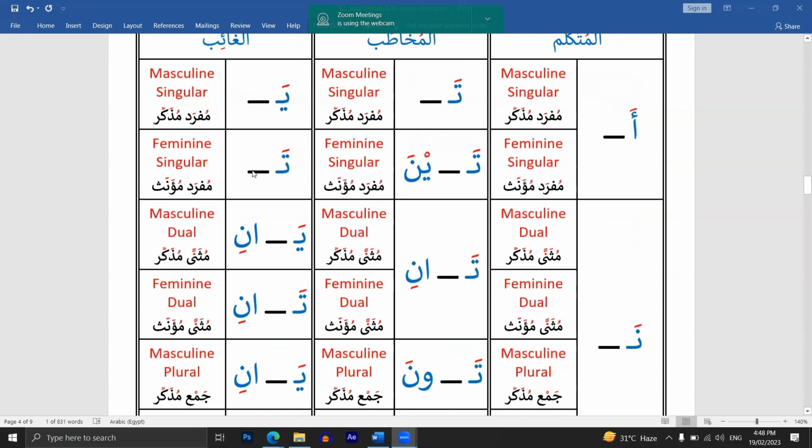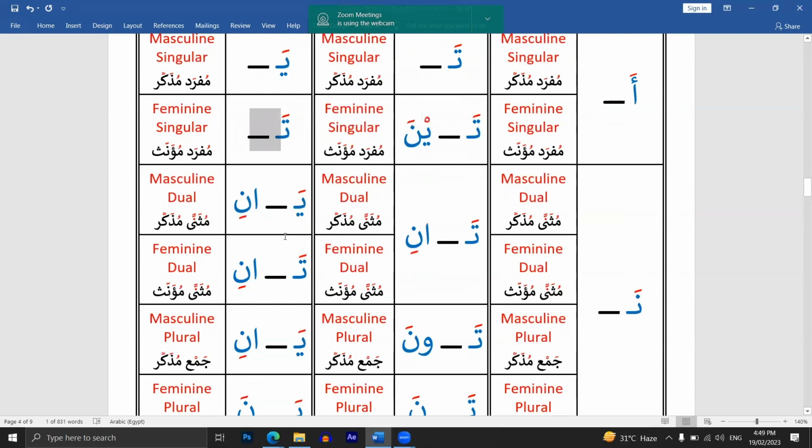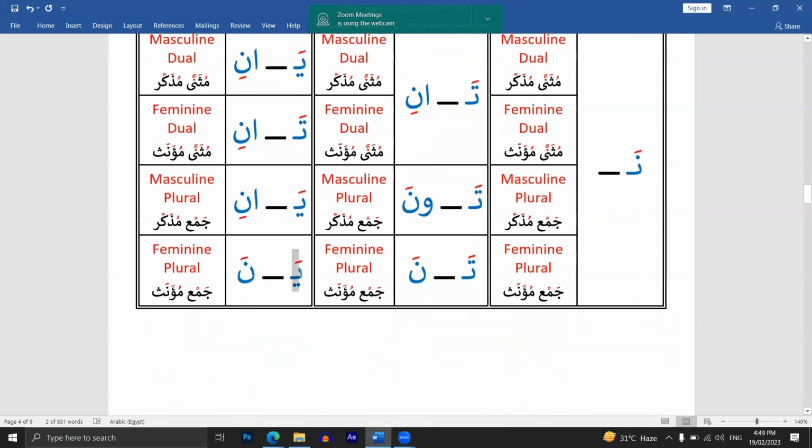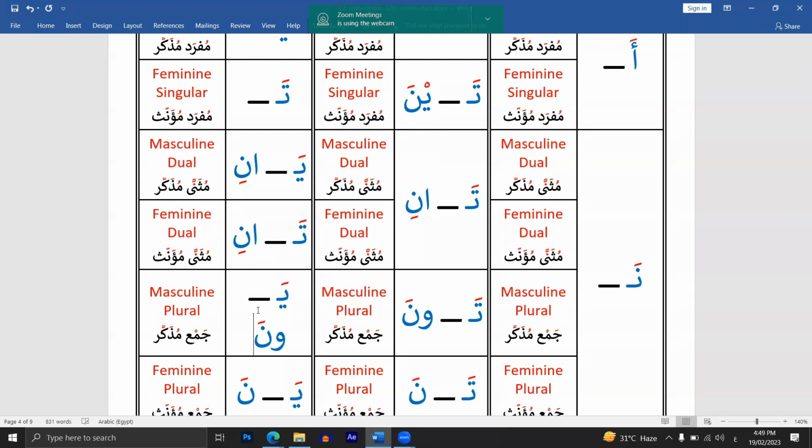Third person, for masculine, begins with ya. Masculine singular begins with ya. Masculine dual begins with ya. Masculine plural begins with ya. And for feminine, it begins with ta for both dual and singular, and ya for plural. Yeah, this one is a mistake. Sorry, I copied it, that's why.